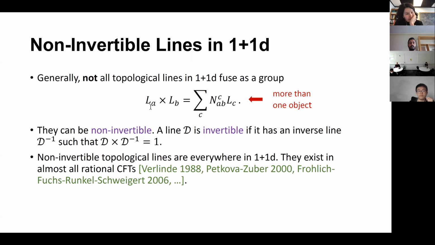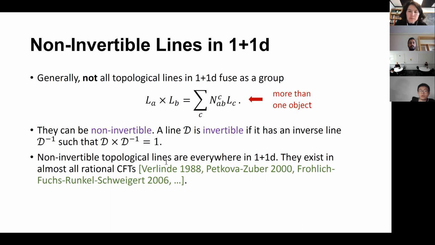So when I say a line is invertible, what I mean is that this line has its inverse, which I denote by d minus 1. And when I fuse the line with its inverse, I will just get identity on the right-hand side. And I only get identity. I don't get any other objects on the right-hand side. And in fact, non-invertible topological lines are everywhere in 1+1d.